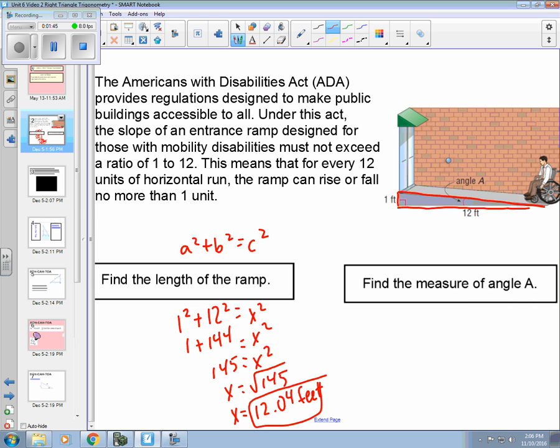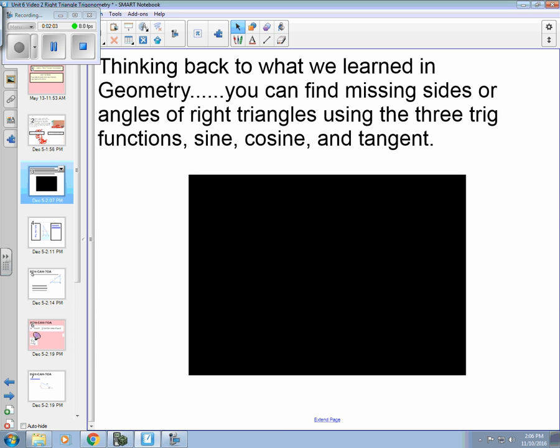But the next question wants us to figure out what is the measure of angle A? What's the angle that we should build that ramp at in order to achieve this? Well, that gets into something else that Pythagorean Theorem cannot find. What we need is to go back and look at something you did in geometry, where when you have right triangles, you can find out other stuff when you know an angle and one of the sides by using the trigonometry functions sine, cosine, and tangent.